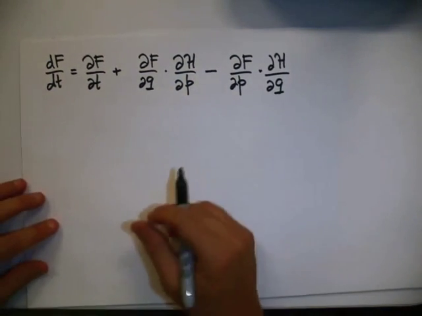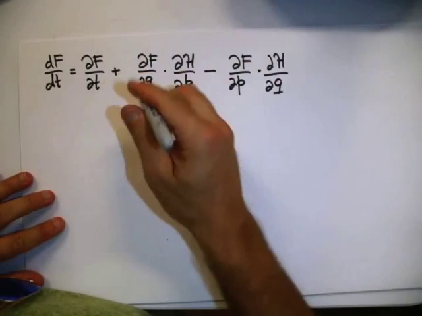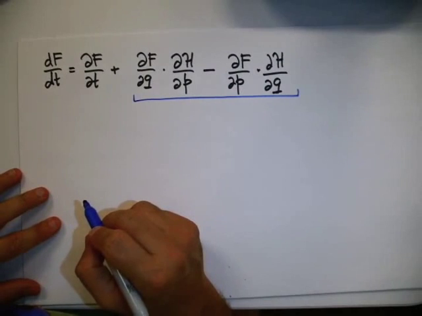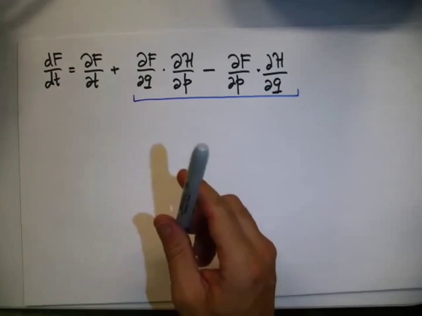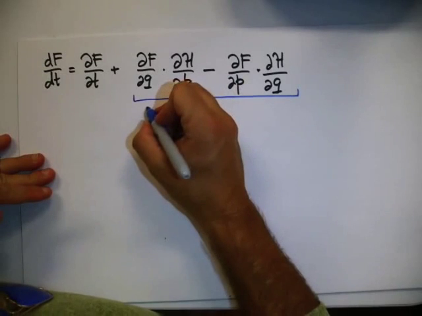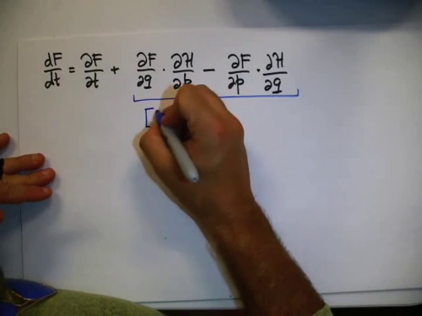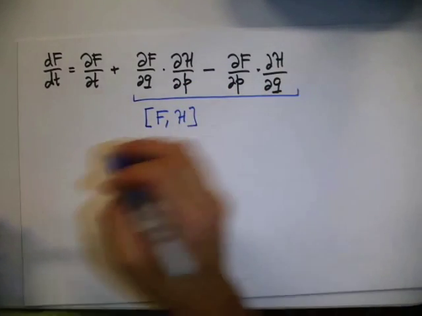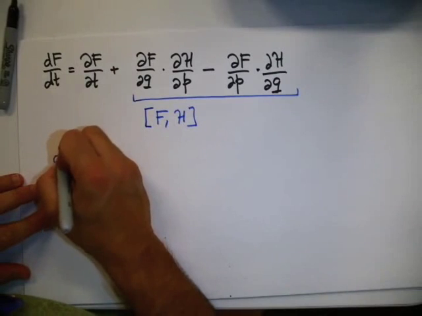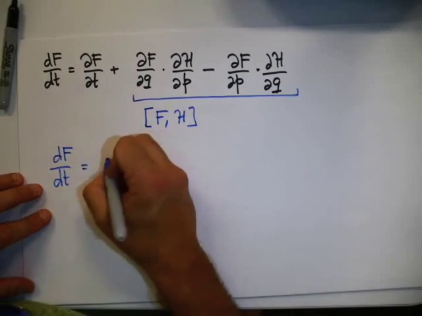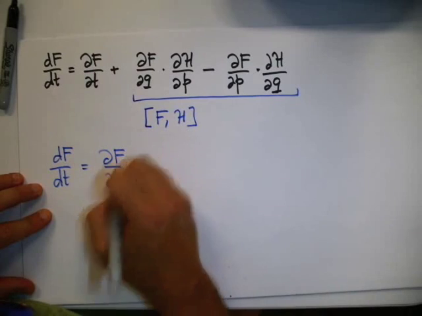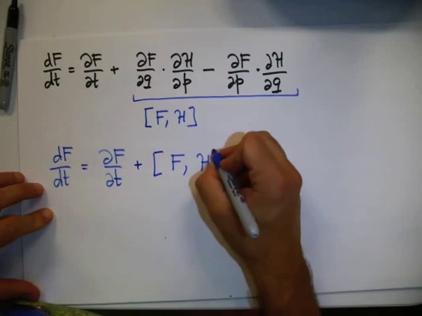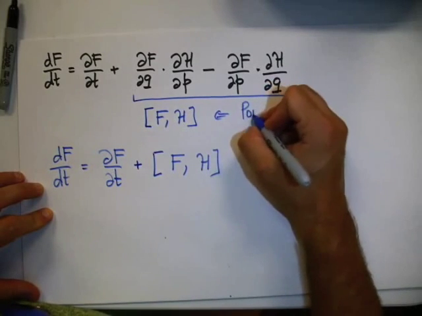And now we can rewrite these terms as f comma h. Okay, so we have the new definition of df/dt equal the partial of f with respect to time plus the Poisson bracket between f and the Hamiltonian. This is the Poisson bracket.